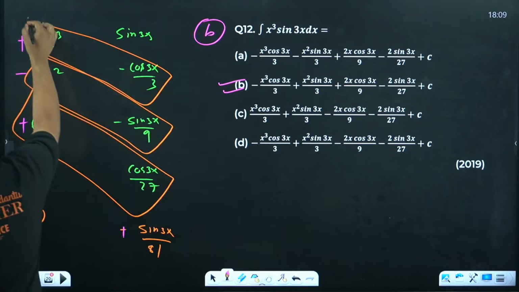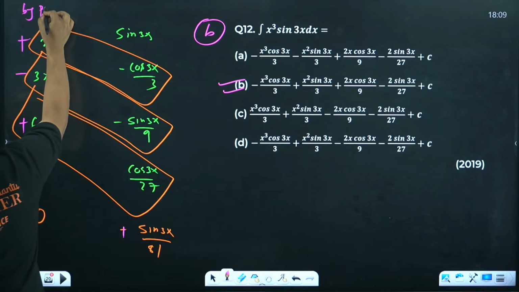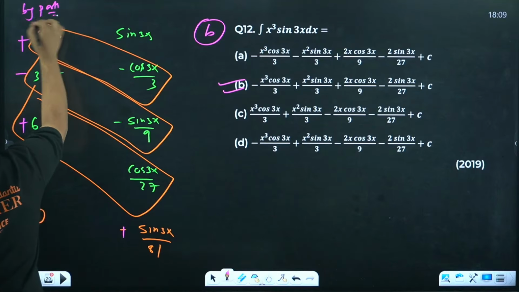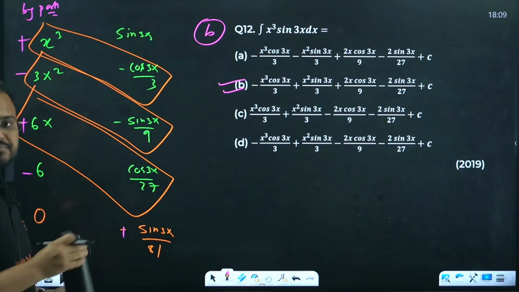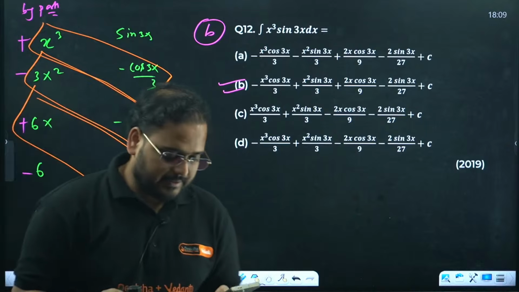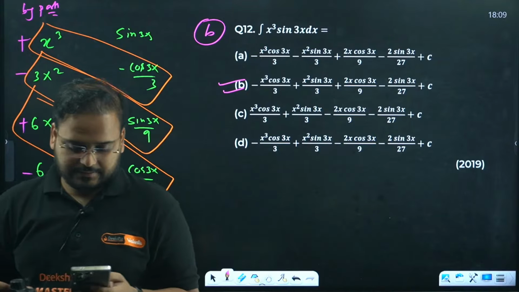Yeah. By parts, when you said, I just recalled that. Because of the by parts, right? You have differences over here. That's why. Yeah. So answer B is correct. B is correct.